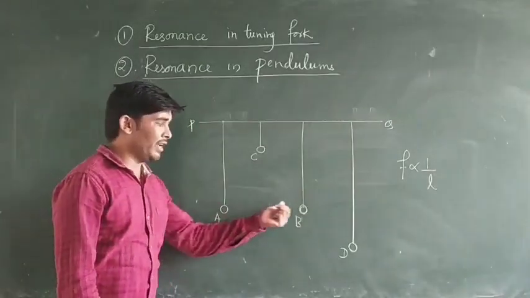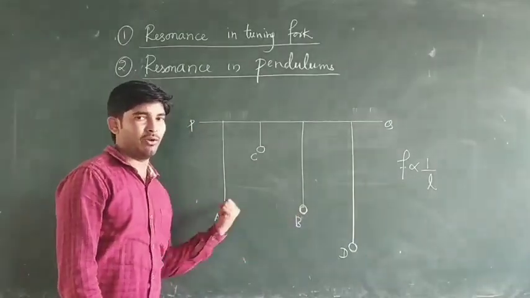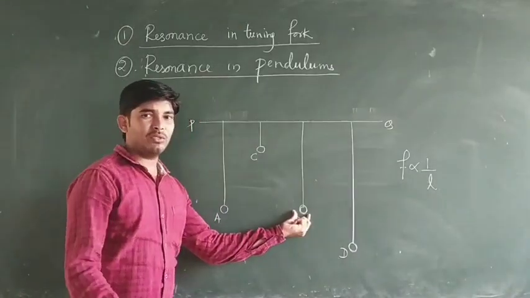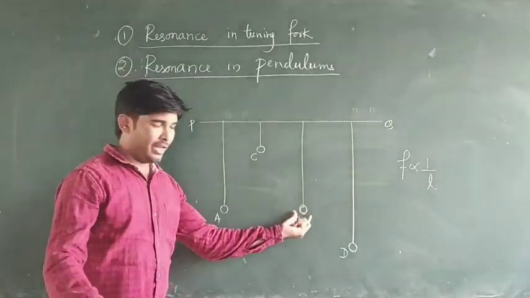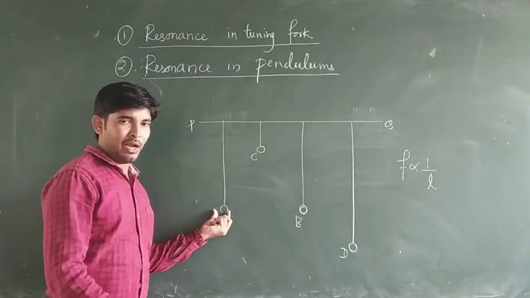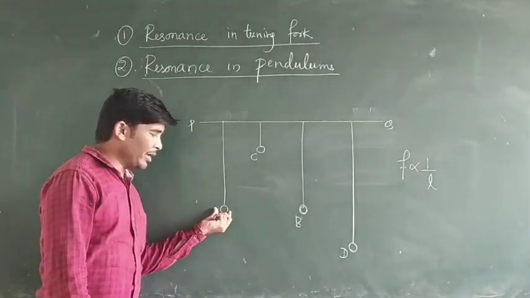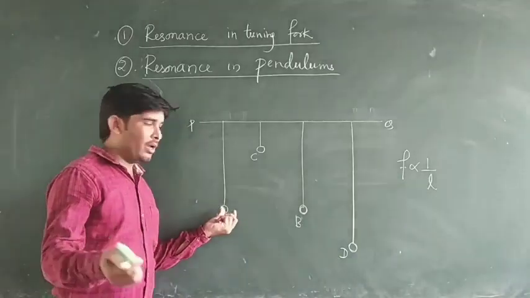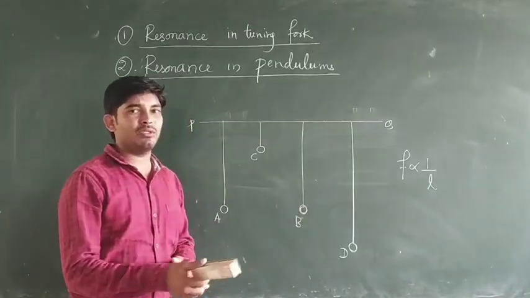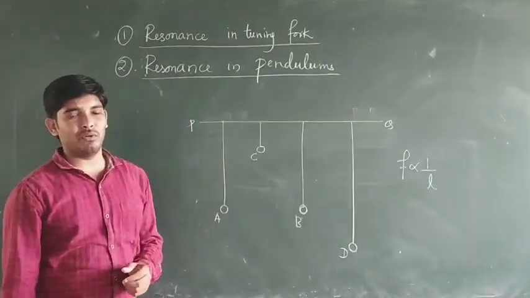Due to the sharing of energy between these two pendulums, once the amplitude of pendulum B becomes maximum, at that time the amplitude of pendulum A becomes minimum, and thereafter the amplitude of pendulum A becomes maximum and the amplitude of pendulum B becomes minimum. This process takes place continuously.